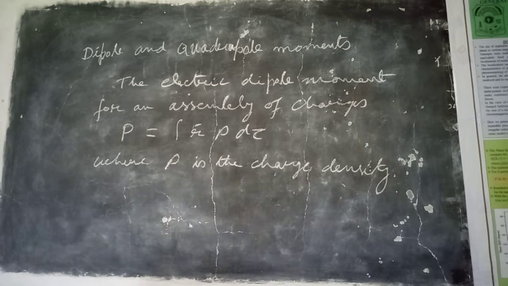Now any system with a definite parity cannot have a static electric pole of odd order. That means any system which has a definite parity cannot have a static electric pole of odd order.